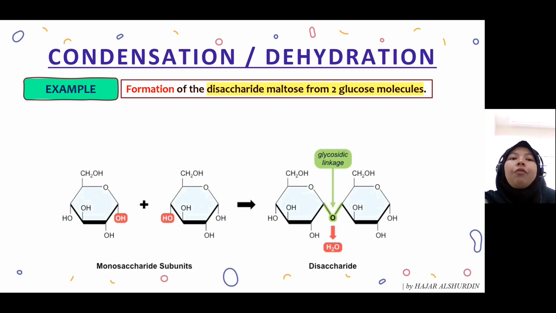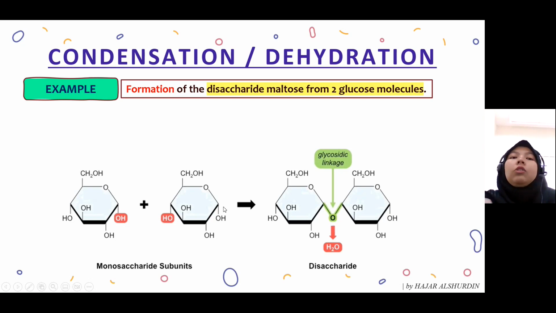So this is an example with a monosaccharide. This is one glucose molecule, and this is another glucose molecule. If you see the structure of glucose, it has the OH, the hydroxyl functional group. In order to combine these two glucose molecules, they need to undergo condensation, which is the removal of a water molecule. So these hydroxyl groups will be joined and form a glycosidic linkage.